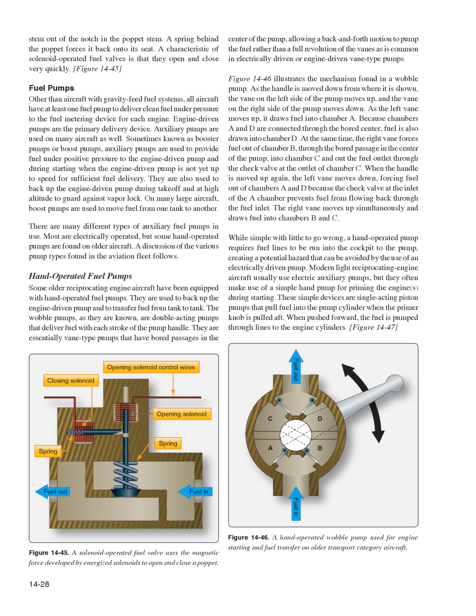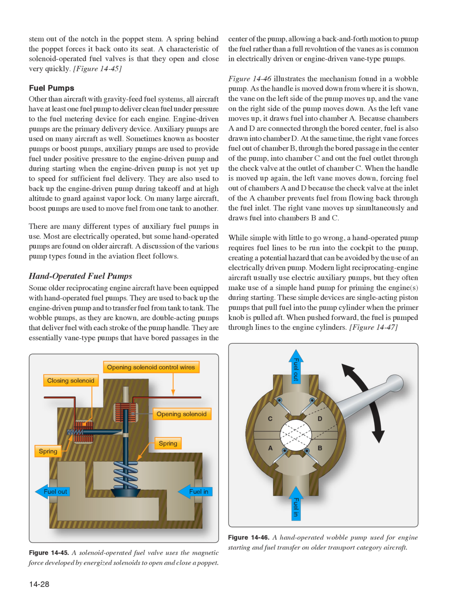The wobble pumps, as they are known, are double-acting pumps that deliver fuel with each stroke of the pump handle. They are essentially vane-type pumps that have bored passages in the center of the pump, allowing a back-and-forth motion to pump the fuel rather than a full revolution of the vanes as is common in electrically driven or engine-driven vane-type pumps. Figure 14-46 illustrates the mechanism found in a wobble pump. As the handle is moved down from where it is shown, the vane on the left side of the pump moves up, and the vane on the right side of the pump moves down.